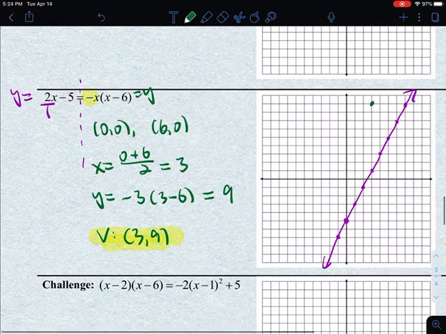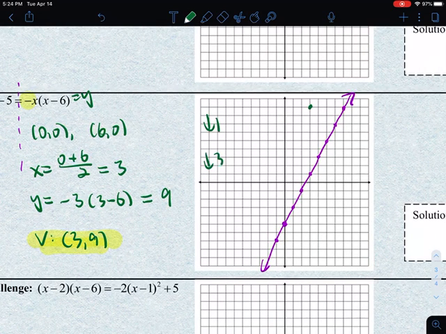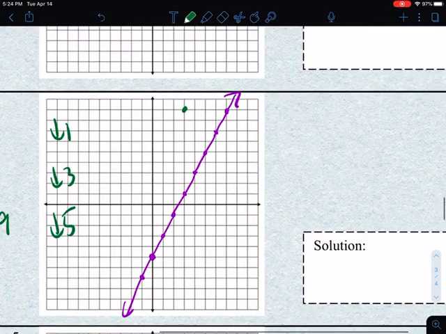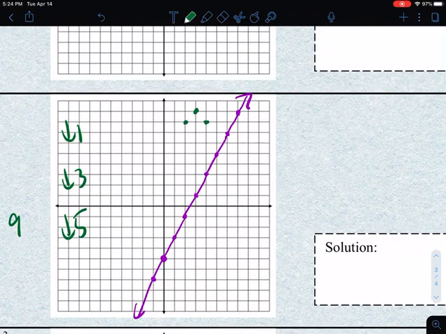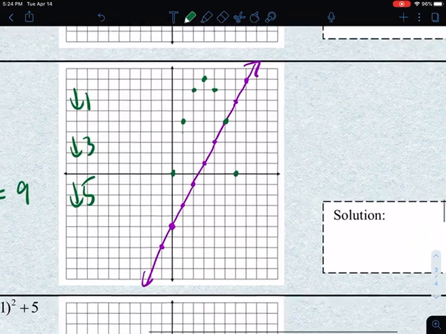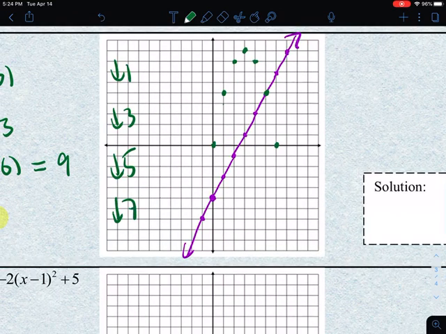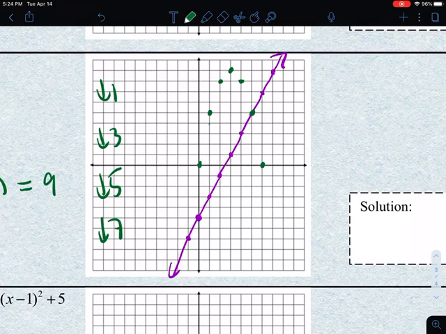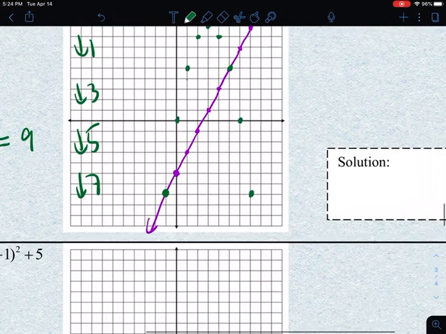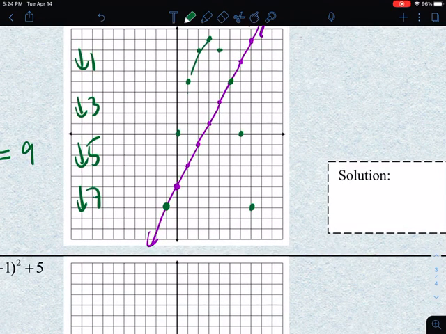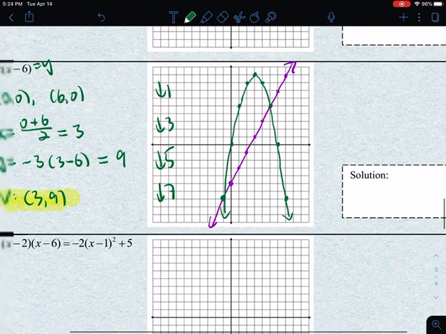And then notice I have a negative in front, so I know my parabola is going to be going down. And it's going to be down 1, down 3, and down 5. So let's go ahead and do that. So down 1, and then here's down 3, and then 1, 2, 3, 4, 5, and 5. And let's actually do one more. Let's go down 7 as well. So let's go 1, 2, 3, 4, 5, 6, 7. There it is. And then down 7 here. Okay, so now let's go ahead and sketch our whole parabola. There it is. And there it is.